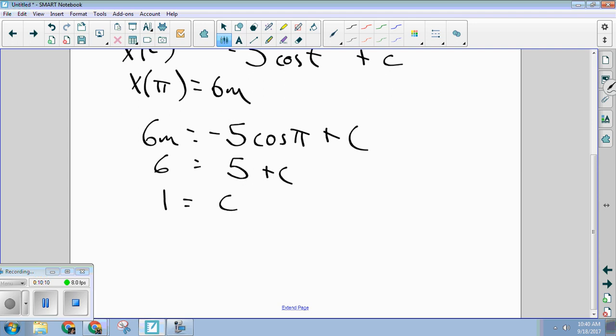So now I know how to find the position at time t. It's negative 5 cosine t plus 1, because that's what c is. So now I can plug in any value for t and figure out what the position is. So now we just plug in 2 pi over 3 and you're done.